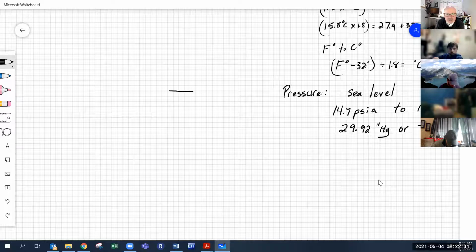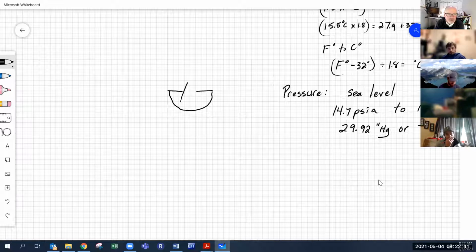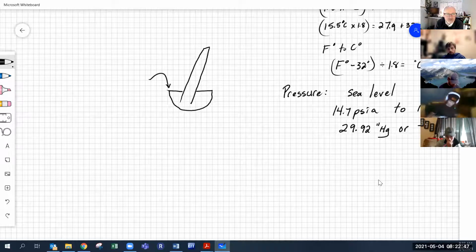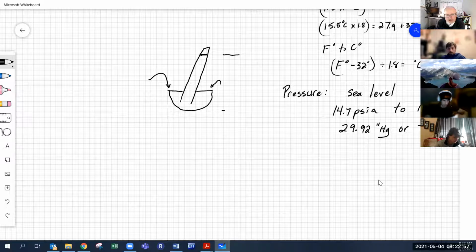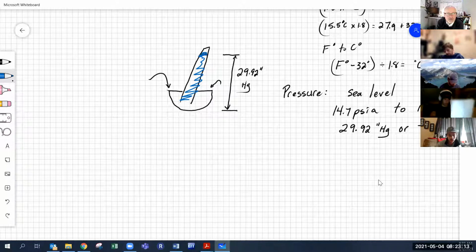So there was this guy that used a bowl of mercury, and what he did is he took a tube filled with mercury with a closed end, and he put it in the bowl. And he filled the bowl full of mercury with mercury in the tube. And what he figured out is that the mercury at sea level had a measurement of 29.92 inches of mercury going up in the tube all the way to the top.